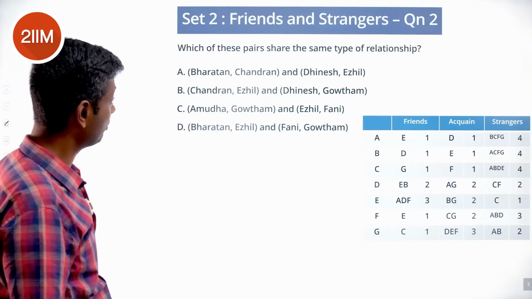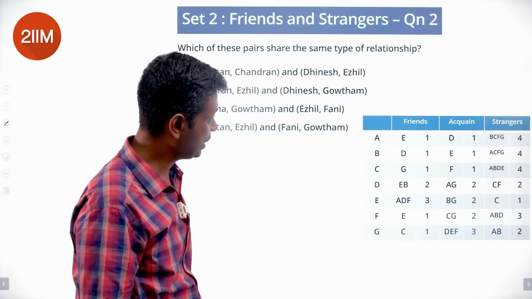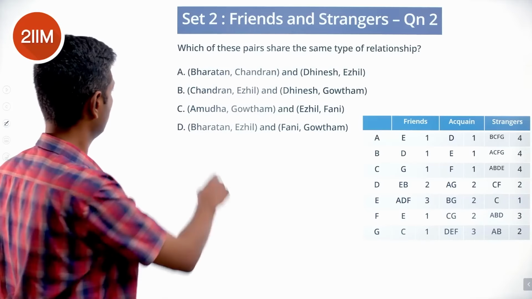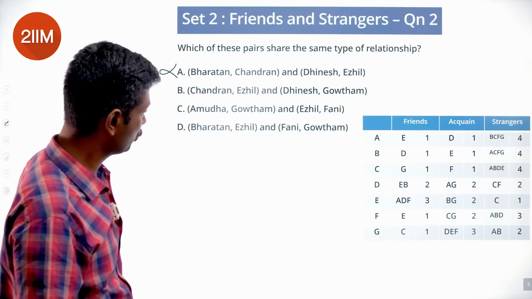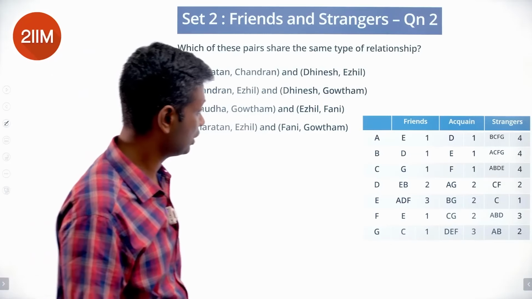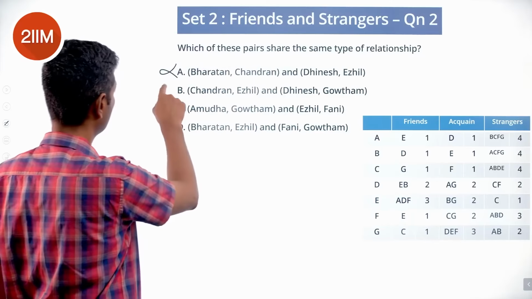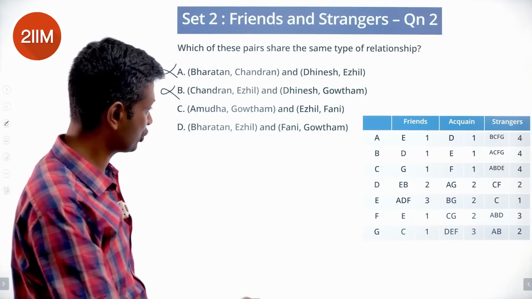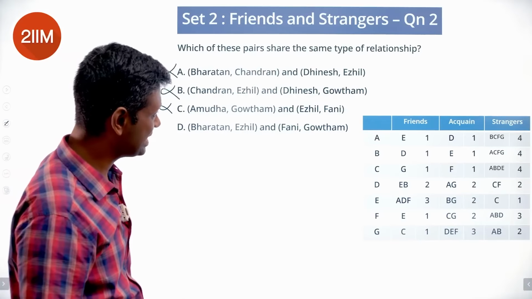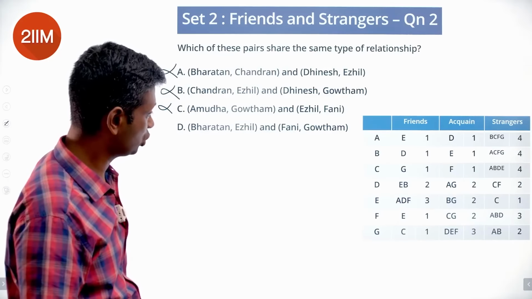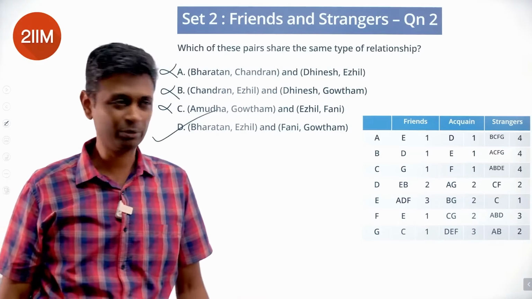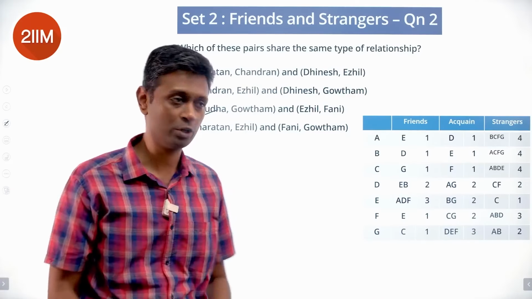Which of these pairs share the same type of relationship? Bharatan, Chandran, B, C are strangers. Dhinesh, Ezhil, D, E are friends. So not this. Chandran and Ezhil, C, E are strangers. Dhinesh and Gowtham, D, G are acquaintances. Not this. Amudha and Gowtham are strangers. E and F, Ezhil and Fani are friends, not this. Bharatan and Ezhil, B and E are acquaintances. Fani and Gowtham, F and G are acquaintances. This works. Both are acquainted. Once you've got the whole table, just looking at that and answering the question is very doable.